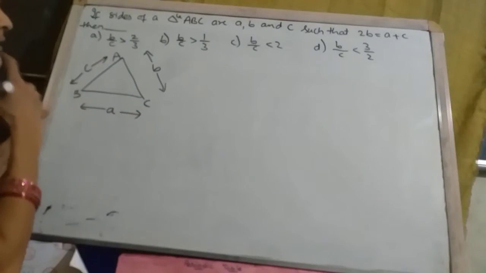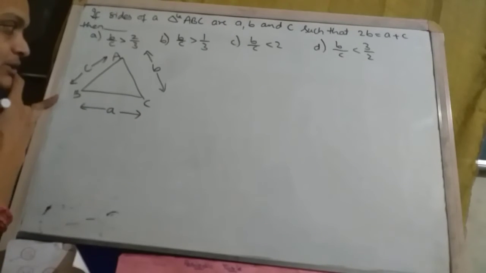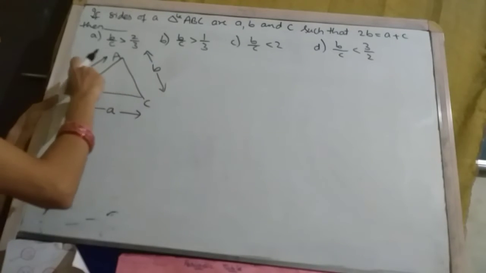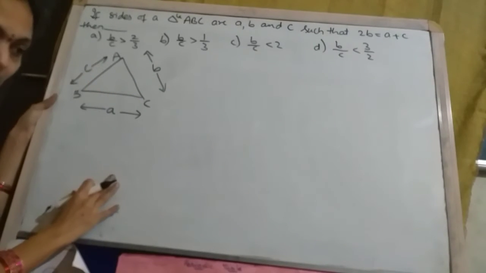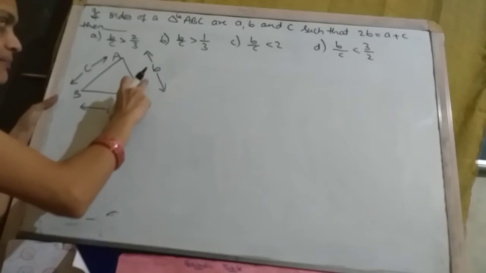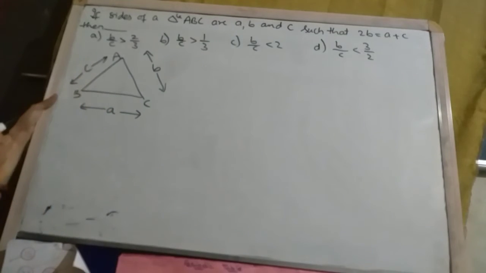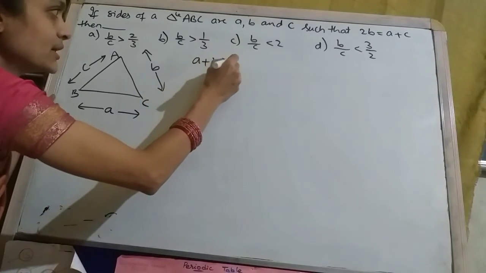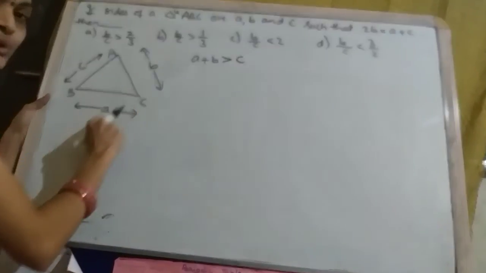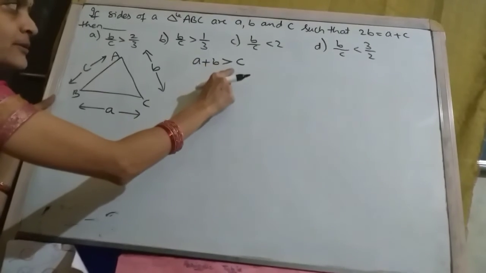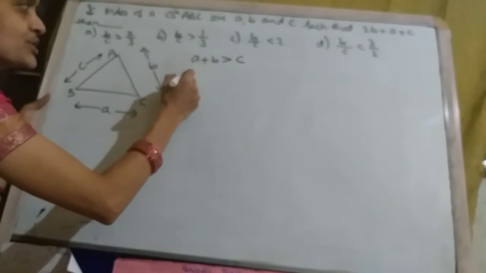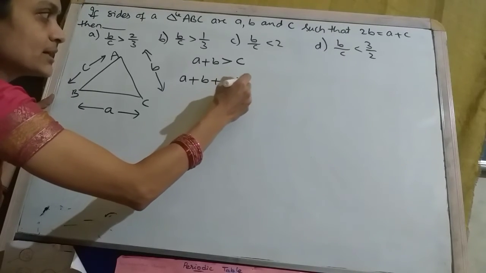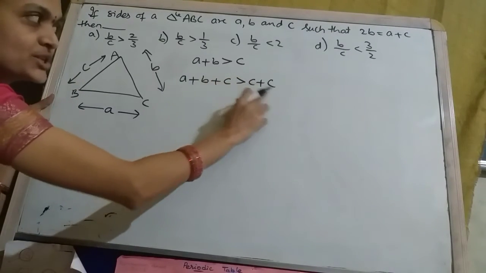Okay. So you know one property of the triangle, that is, the sum of any two sides is always greater than the third side. You know the triangle property. Here you take a plus b is greater than c. The sum of these two lengths is always greater than the third side. Then adding c on both sides, what you get? a plus b plus c is greater than c plus c.